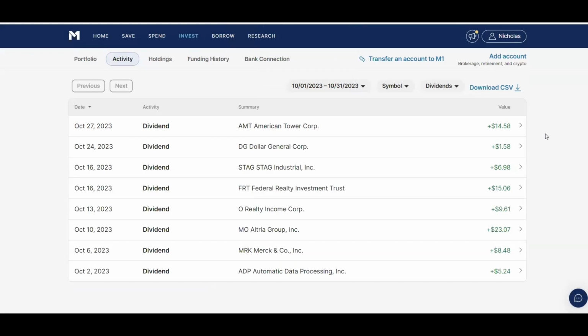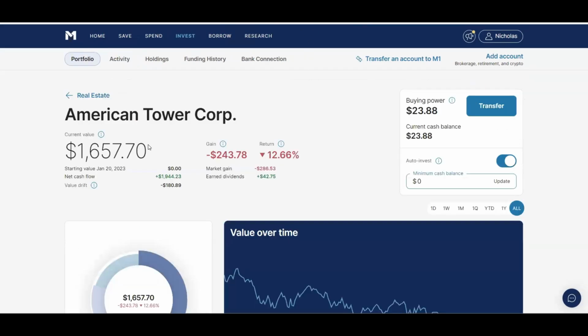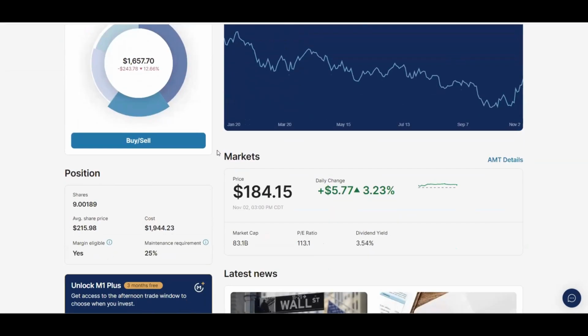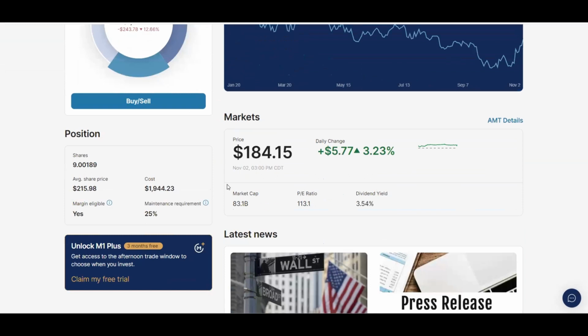And then finally, at the end of the month, October 27th, I received $14.58 from AMT. And so I have a little over $1,657 in American Tower Corp, 9 shares, an average price of $215.98, and a current price of $184.15. Now, their dividend yield is actually at a pretty good rate, 3.54%. And AMT does have great dividend growth.